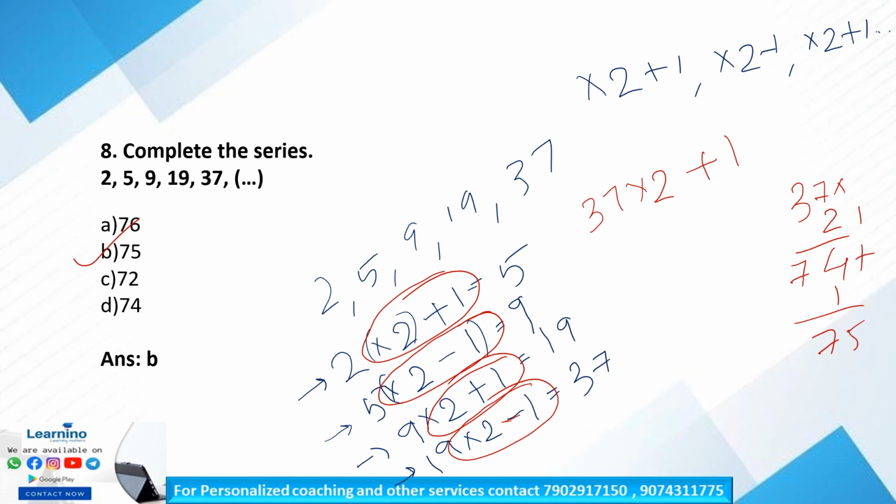Okay. So the pattern followed here is into 2 plus 1, into 2 minus 1 alternatively. And the last term is 37 into 2 plus 1. That is 74 plus 1 is equal to 75. Option B is our correct answer. Is it clear? So next question, question number 9.